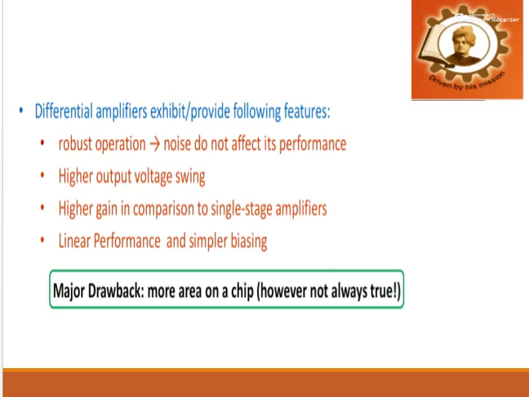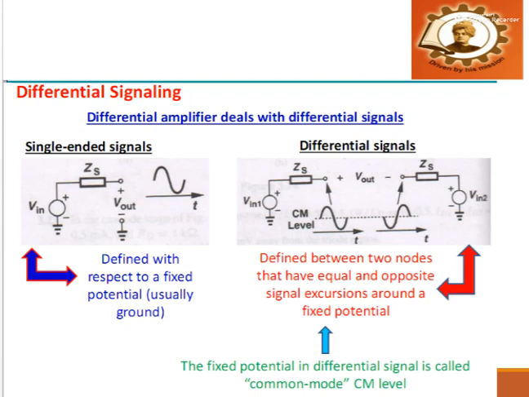So in this figure, how the single-ended signal and differential signals are considered, and we can make a simple view from this diagram. For the single-ended signal output we are getting here, this output is defined with respect to some fixed potential. So this is shown in the figure. But in case of your differential signal, these two nodes have equal and opposite signal excursion around a fixed potential.